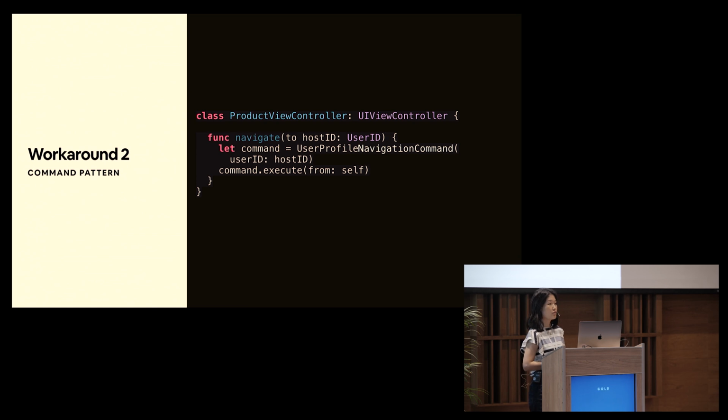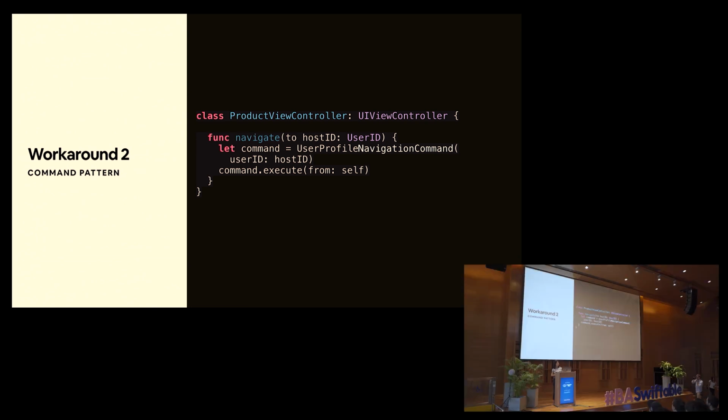Another workaround is to define some kind of abstraction around navigation, such as using command pattern. However, because the command class needs to be able to construct all the destination screens of user profile screen, it needs to live in the main target, and any code that lives in the main target is not reusable.